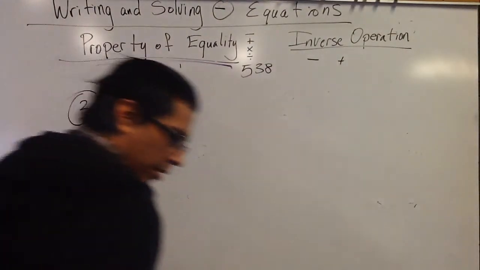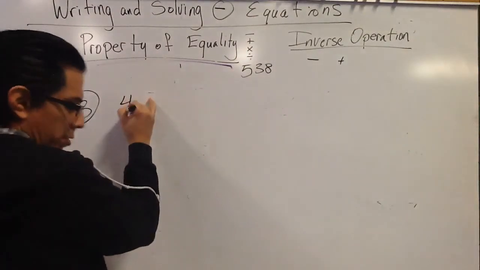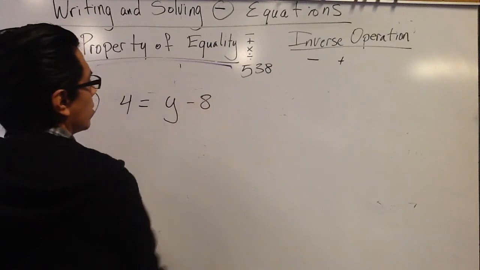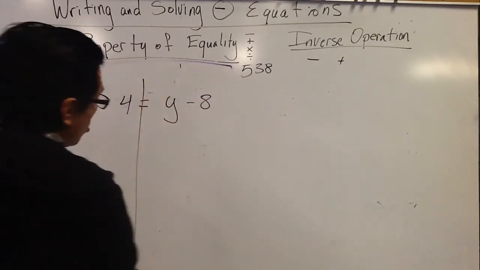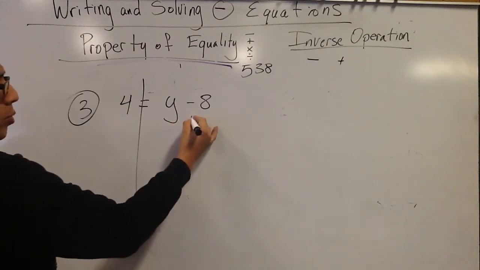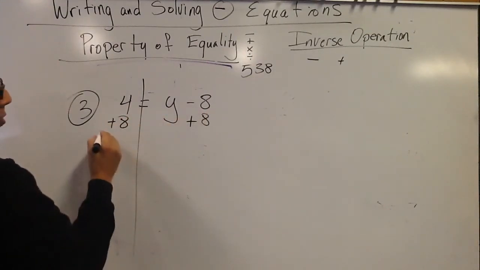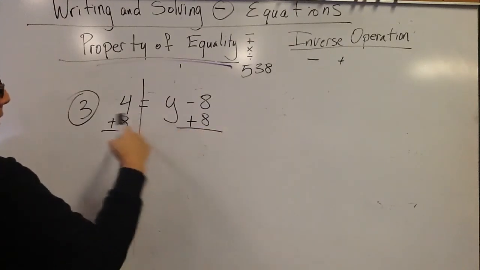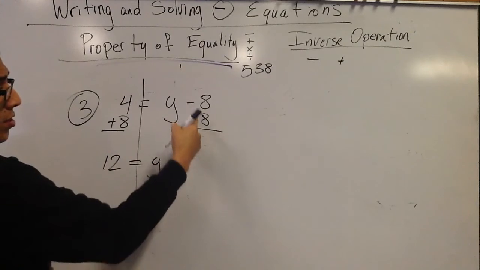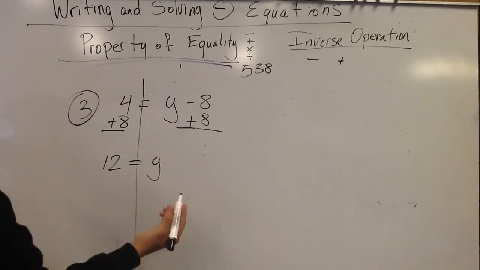Number 3 says 4 equals y minus 8. All right. You go for it. All right. So what's happening to y? We're subtracting 8. So what's the inverse? Add 8. So that gives me 12 equals y. That's 0, so I don't need to write it. So y equals 12. We'll make sure that's right.